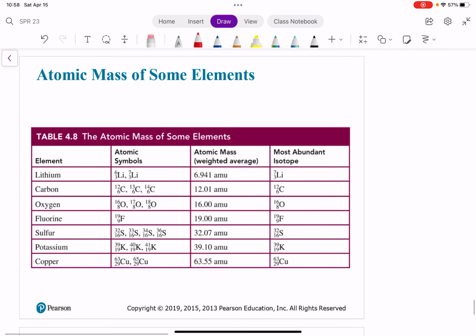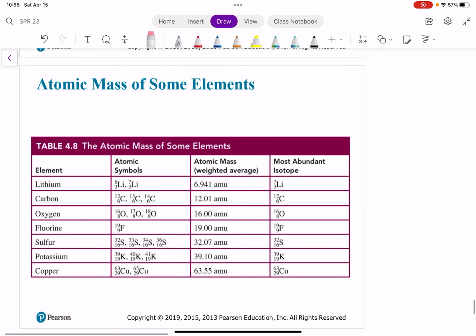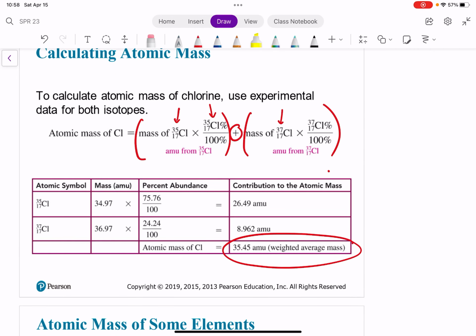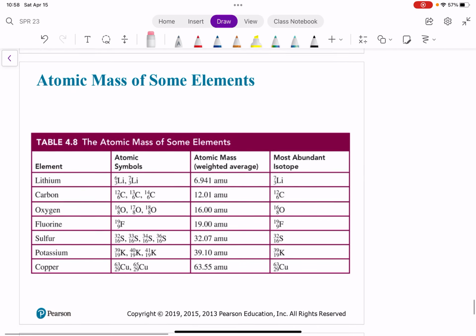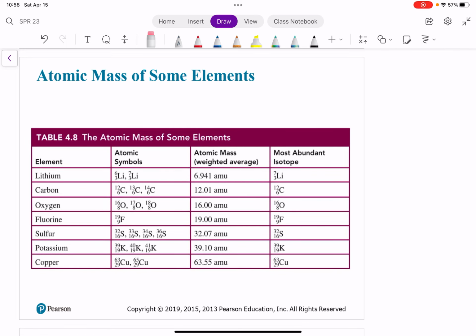So the atomic mass of some samples is listed here. And remember, what they're doing to get these numbers is they're saying, okay, what isotopes do we have of this atom, and how abundant are they in nature? And then we can figure out the weighted average mass of these isotopes. Now you can see on the right-hand column the most abundant isotope, they've actually broken it down for you.